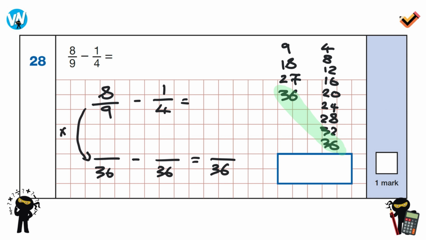How many 9s to get to 36? Well, it's times 4. So 8 times 4 is 32. How many 4s to get to 36? Well, that's times 9. 9 times 1 is 9. So then from there, we can do the subtraction. 32 take away 9 is 23. So dead simple, 23 over 36. And that would get us the mark.